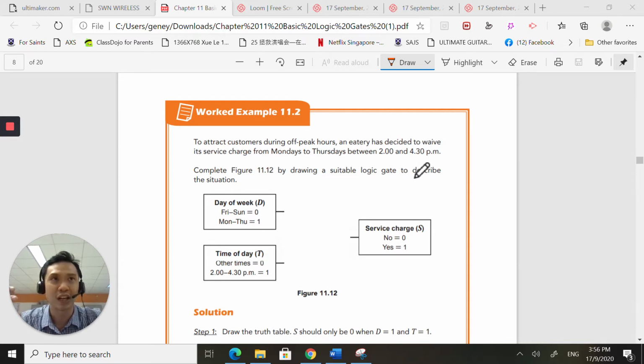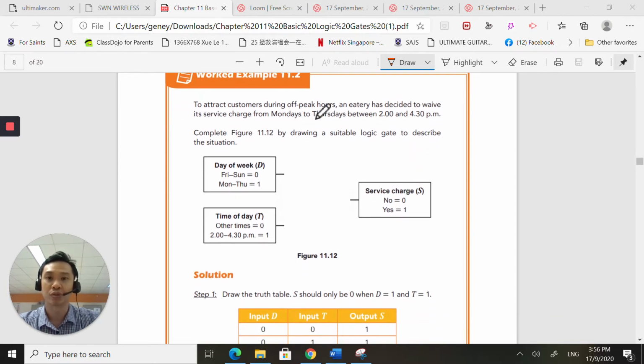I think it'll help you understand better if you get some context to this. Okay, so this is a situation, this is in your textbook, worked example 11.2. So the situation is, this is the story. To attract customers during off-peak hours, an eatery, you can read it yourself.